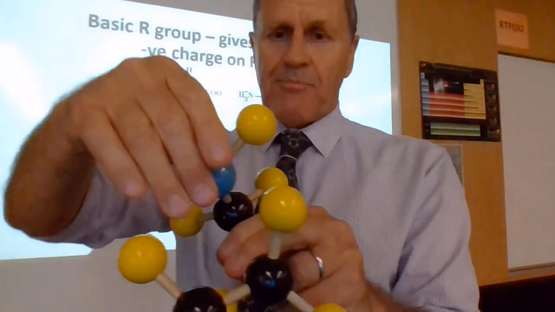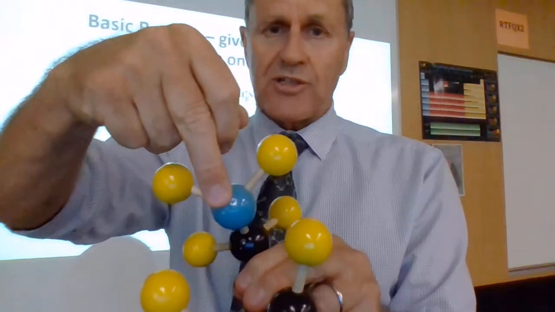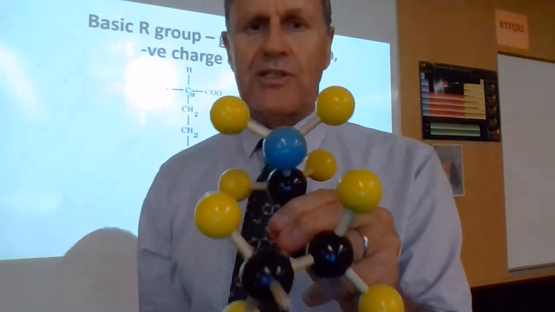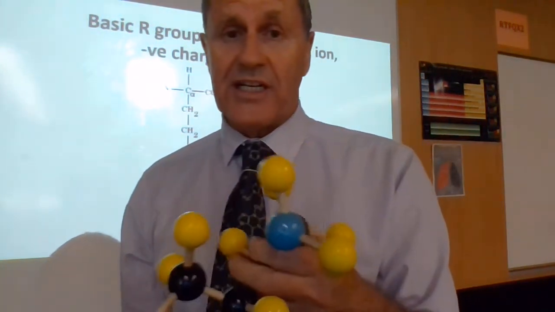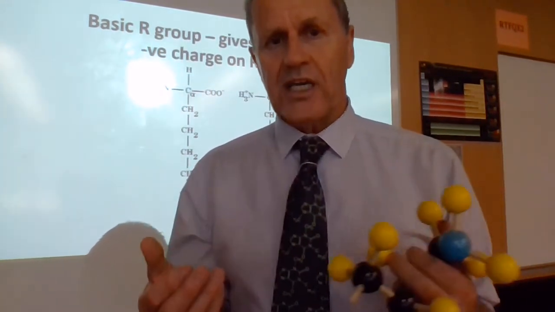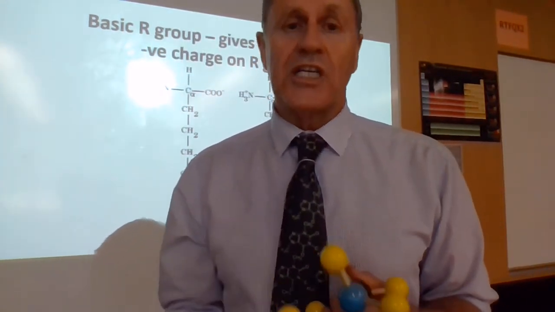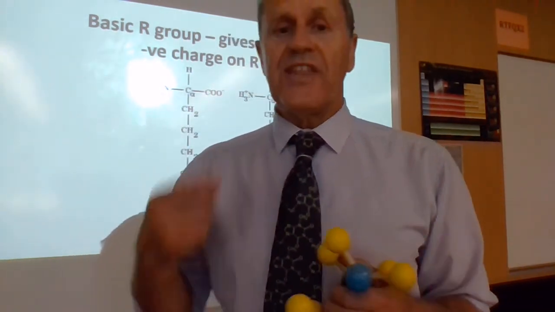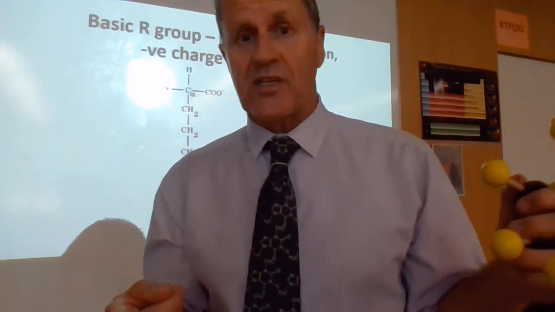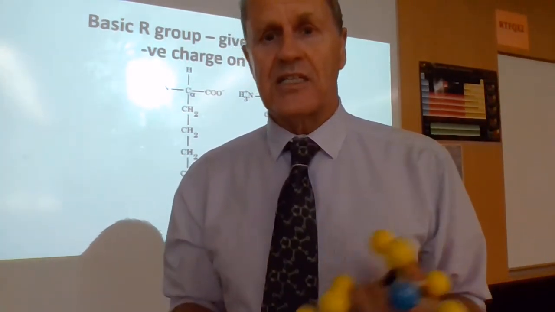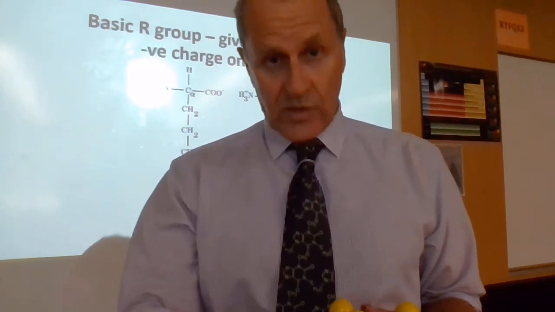If you've got a base here, then that's going to attract the H plus, and if it attracts the H plus, that means this is going to be a positive ion. If it's a positive ion, it can attract a negative ion. So if somewhere in a protein structure you've got a basic R group, it forms a positive ion, and that can attach to another place where there's an acidic R group, because that makes a negative ion. I think that's quite enough for now.